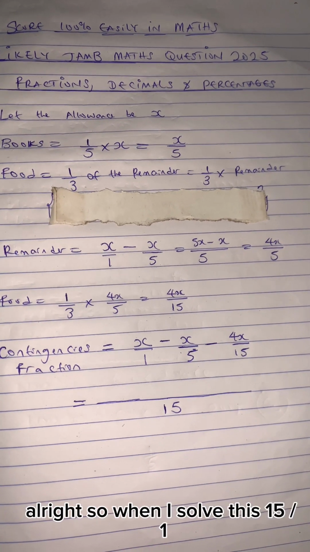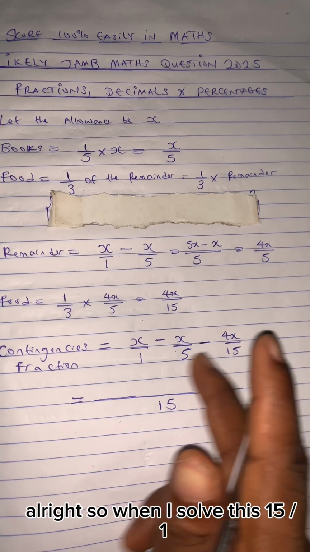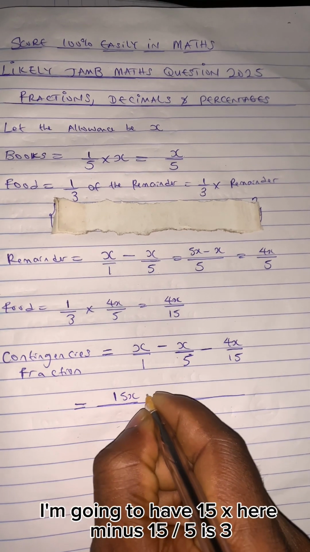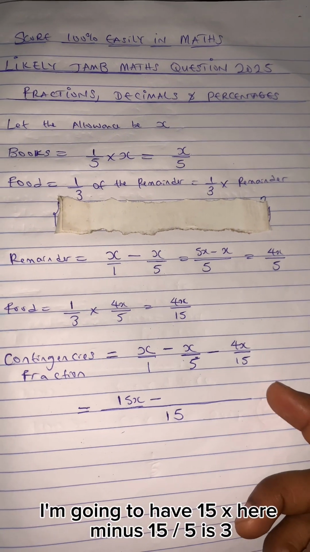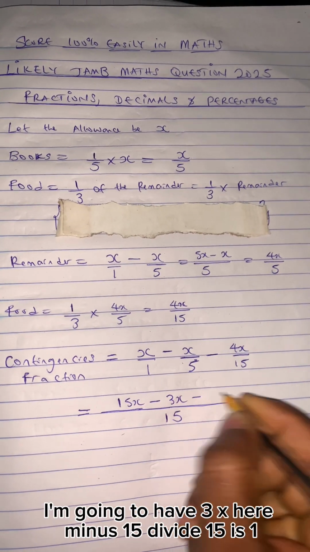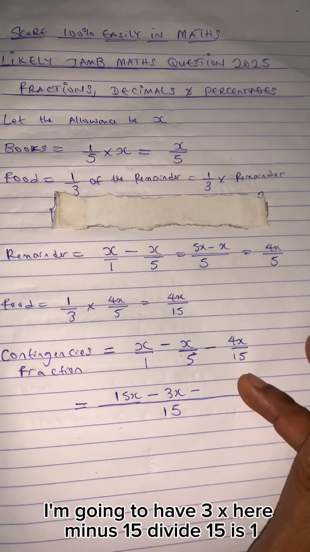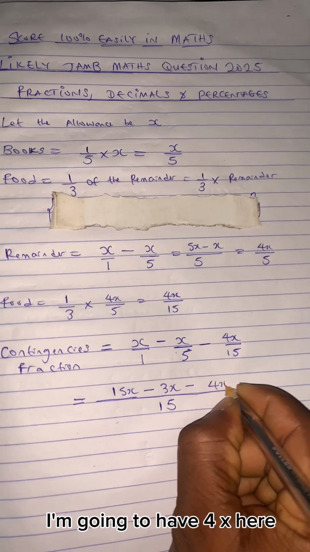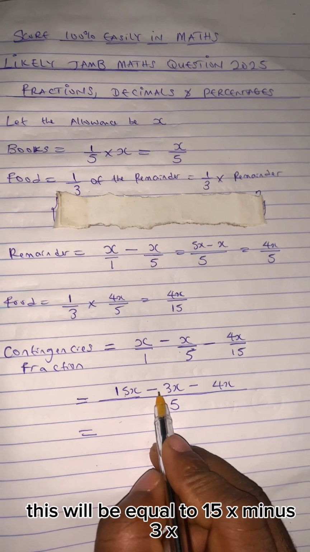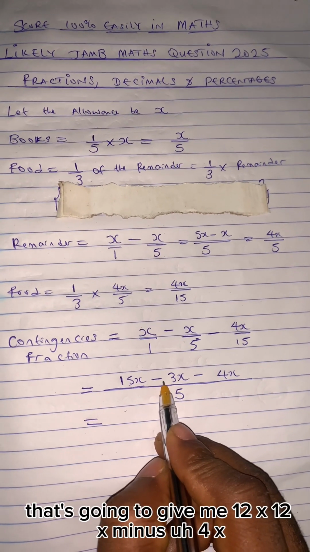All right, so when I solve this, 15 divided by 1, 15 times x, I'm going to have 15x here, minus 15 divided by 5 is 3, 3 times x, I'm going to have 3x here, minus 15 divided by 15 is 1, I'm going to have 4x here. This will be equal to 15x minus 3x. That's going to give me 12x.